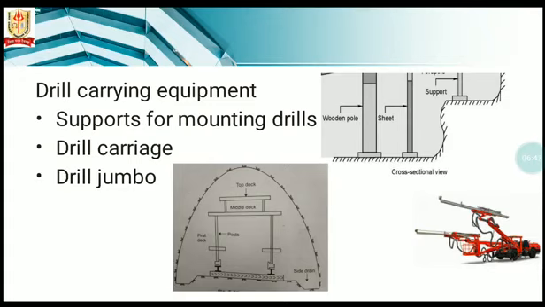Next is drill jumbo. It is a movable steel frame type drill carriage. It is fully equipped for drilling the heading of a tunnel. It consists of a number of platforms known as decks to support drills, as shown in the figure. So a drill jumbo is commonly used for drilling large size tunnels.